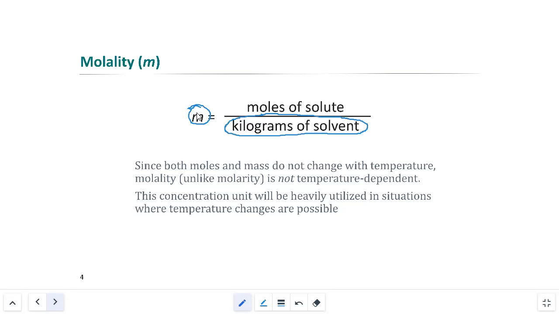And so where we find molality used are in situations where we are going to note temperature differences and temperature changes. And so, looking ahead to next week in lab, you're going to be doing an experiment where you mess around with the freezing point of a solution. That's a perfect application for molality because you're going to be messing around with temperature. And so you need a consistent measurement of concentration so that you can monitor that temperature change accurately.